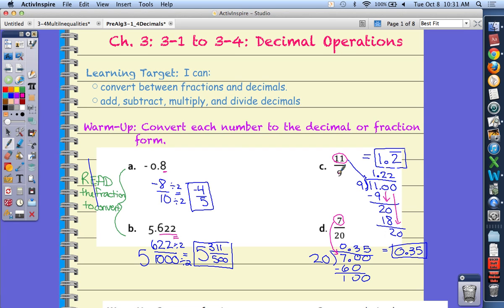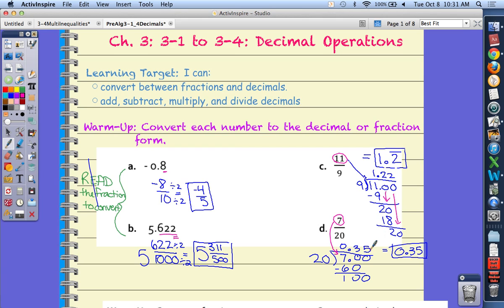And then for D, we're dividing 7 divided by 20. So the 20 goes on the outside. 20 doesn't fit into 7, so we put a 0. But 20 does fit into 70. It fits into 70 3 times. It gives us 60, remainder 10. Pull the 0 down. 20 fits into 100 5 times. So hopefully you remembered how to convert. If you need more practice with this, you can get it in the enrichment packet and also on your quick check. But make sure you have all your work shown for your teacher.